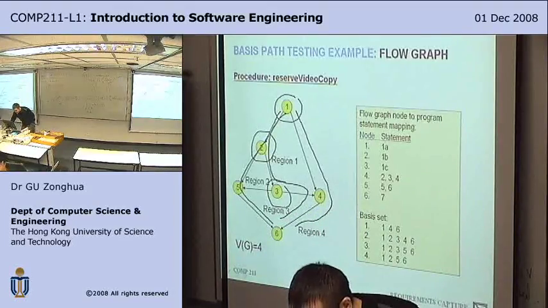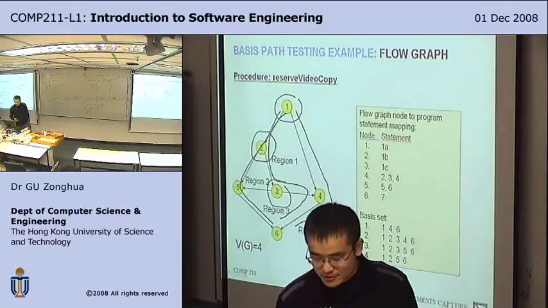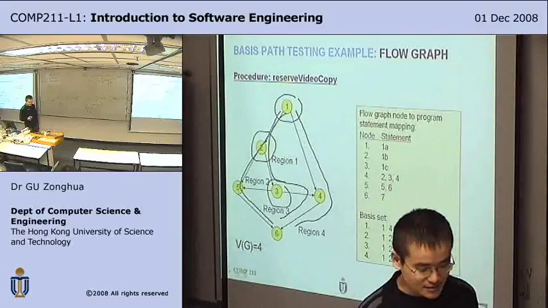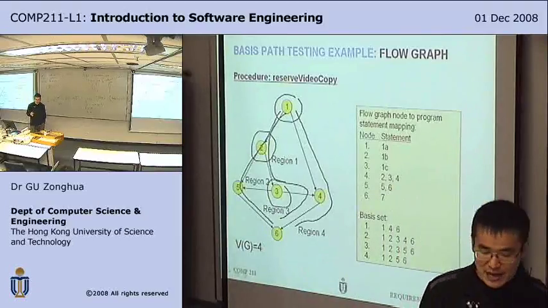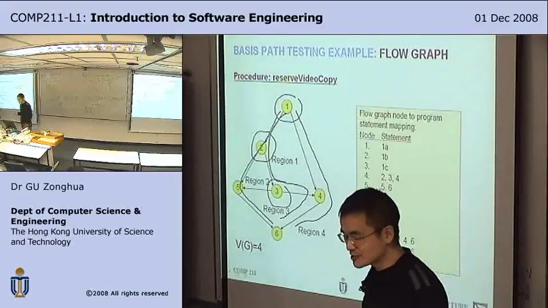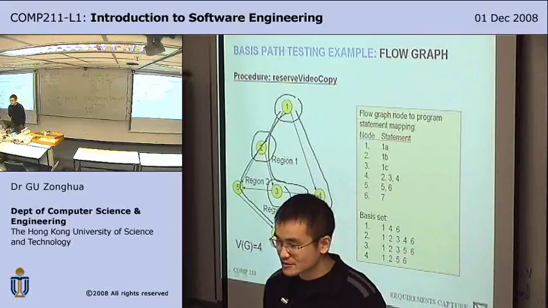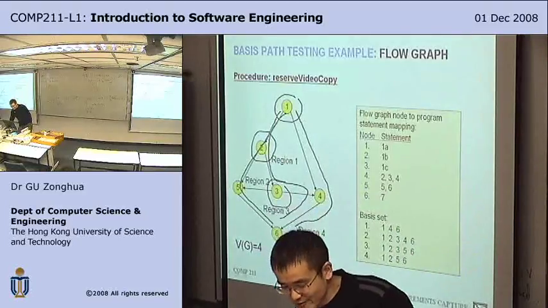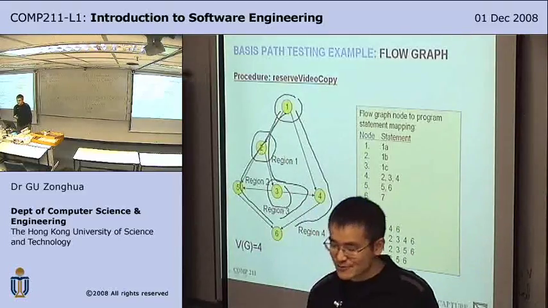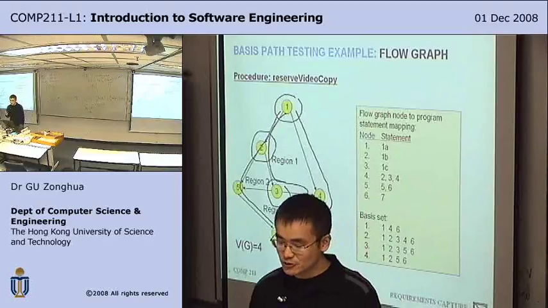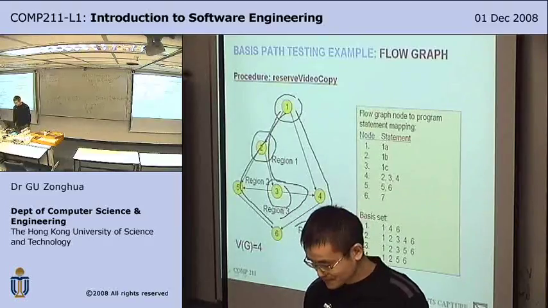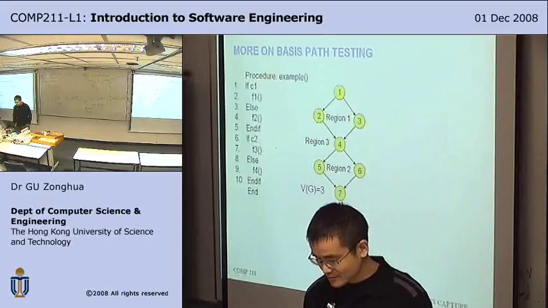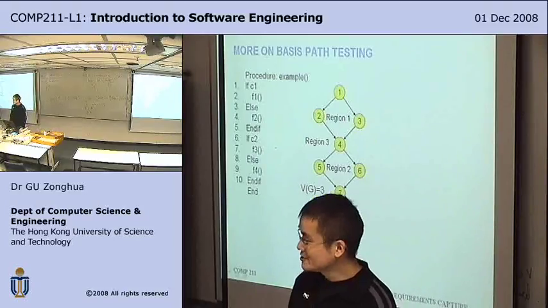That is 3 to 5. You need to remember that any basis path, an independent path, is a path that introduces at least one new statement or new condition. In here, 1, 2, 3, 5, 6 doesn't introduce any new statements, but introduces a new condition, so it's also an independent path. Okay, we'll continue next time.